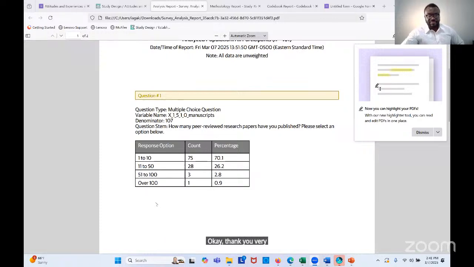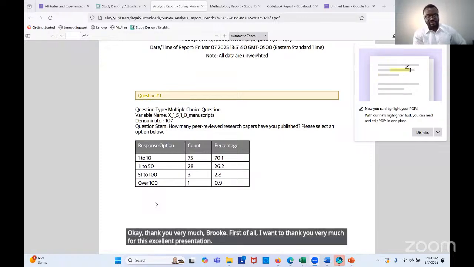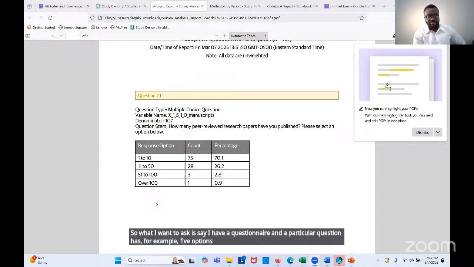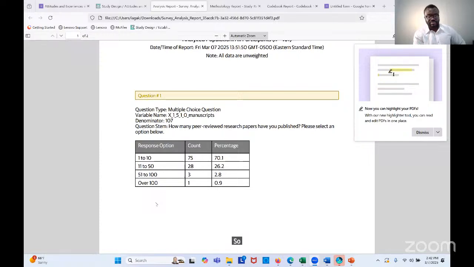First of all, I want to thank you very much for this excellent presentation. This is my first time even starting to study statistical software packages and things like that. So what I want to ask is, say I have a question here, and a particular question has, for example, 5 options. This Likert scale has 5 options. So how do I enter all these 5 options into the Chi-Square platform?